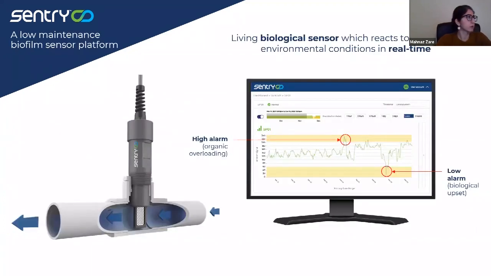Selena, I think it's time to pull up the polls. Based on the information that we have provided about SENTRY, which of the following options do you think is not a way that SENTRY can help with aeration control? There are 4 options. If you could please take your time and answer the question.